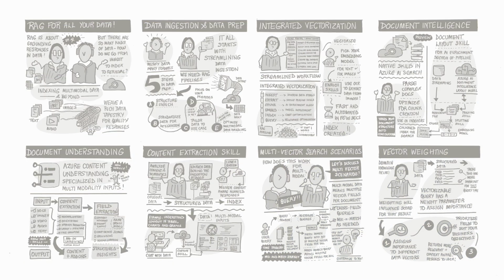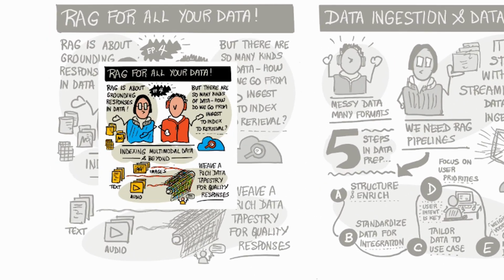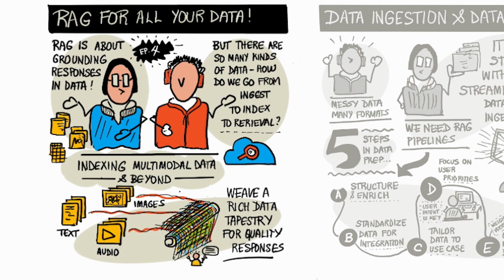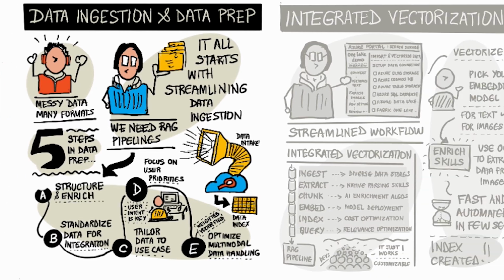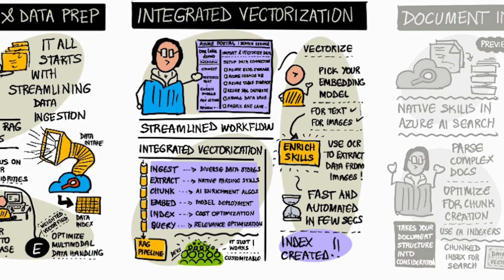Let's recap what we learned in RAG for all your data. Why RAG for all your data? That's because ingesting multimodal data effectively helps us weave a richer tapestry and improve the quality of our responses. We need RAG pipelines to streamline the data ingestion and prep process, with steps for enrichment, standardization, adaptation, and optimization. Integrated vectorization in Azure AI Search can automate and smooth the process using built-in skills at various stages of the pipeline.